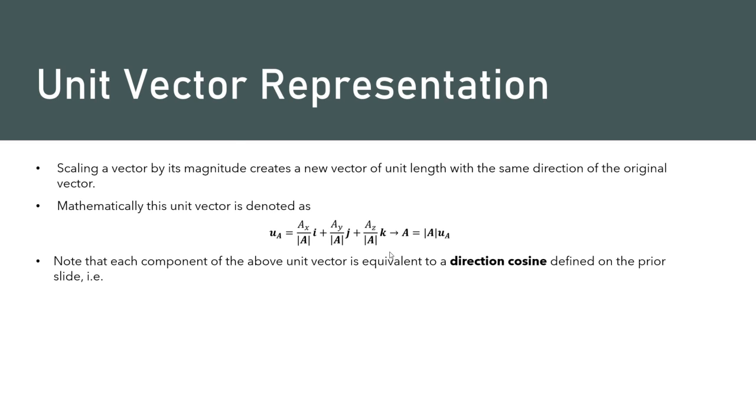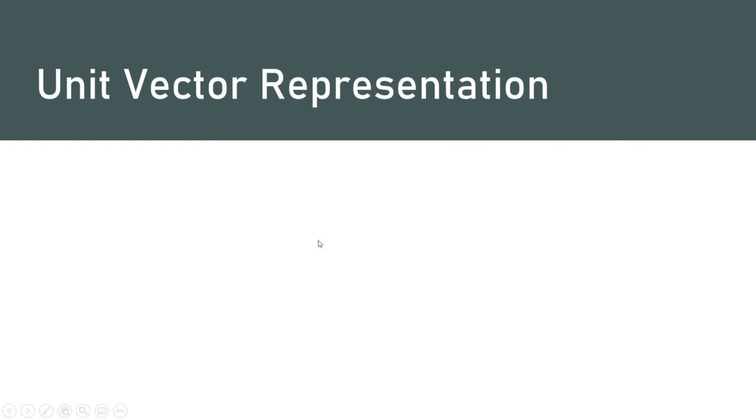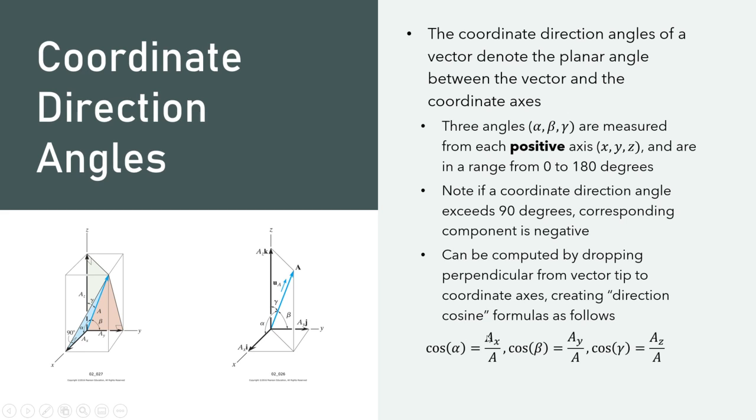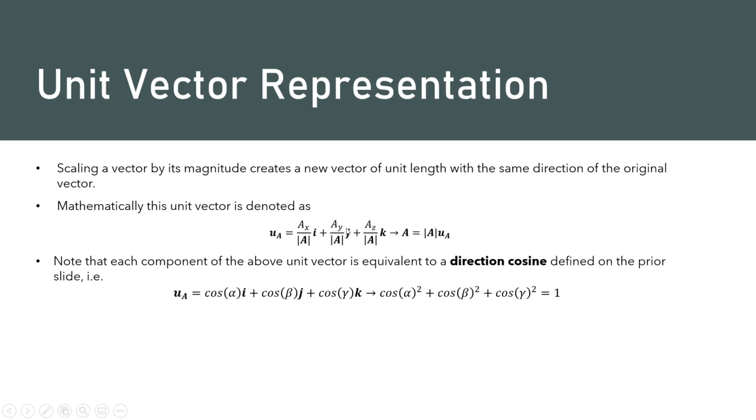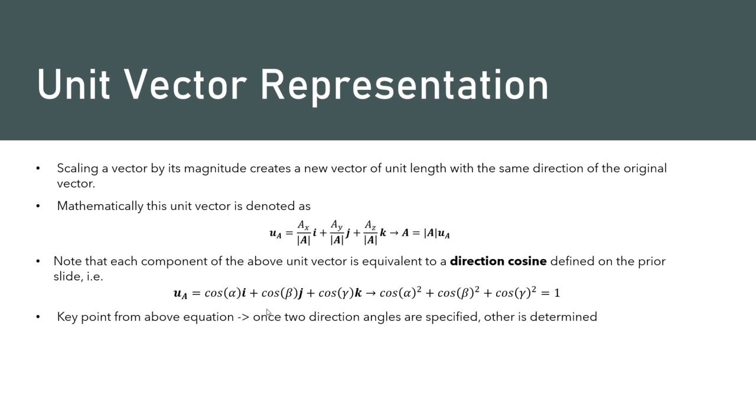One of the things to note, if you look at the scaling factor of each of the components of this unit vector, and you go back to our last slide, notice that the ratio of a component to a magnitude is what we call these direction cosines, or the cosine of the direction angle. So I can take this unit vector, which just arose naturally from taking a vector and scaling it by its magnitude, and I can express it in terms of the direction cosines of those angles that we defined in the prior slide.